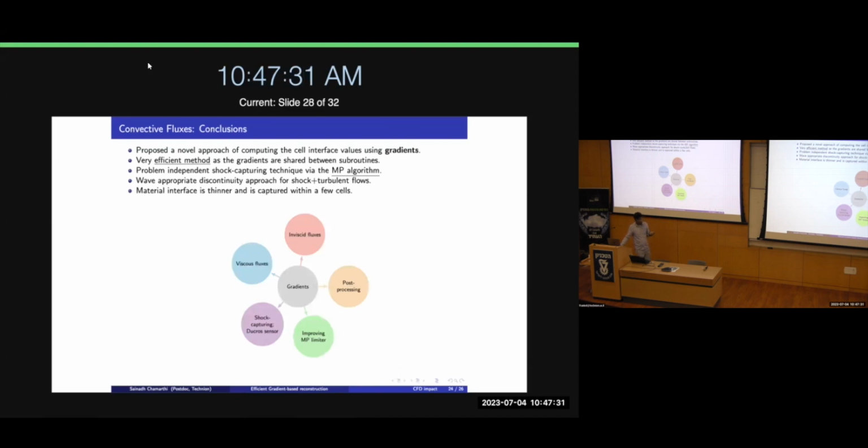So we propose a novel way of computing cell interface values by using gradients. You compute the gradients and use them wherever you want, so that it becomes efficient. And not only efficient, you can see that the results are better than the TENO scheme and the WENO scheme in the literature.